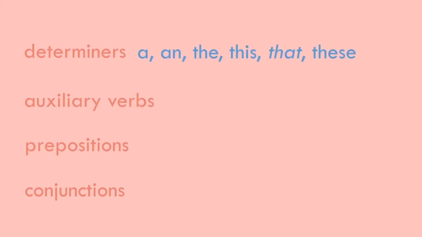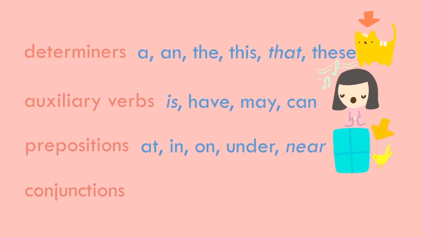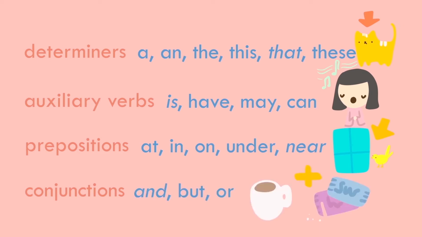A determiner is a word that modifies a noun to express reference, like that cat. An auxiliary verb modifies the verb to form tense or mood, like she is singing. A preposition goes before a noun or pronoun to express a relation to another word or element in the sentence, like the bird near the window. Lastly, a conjunction is a word that connects clauses and sentences, like coffee and sugar.